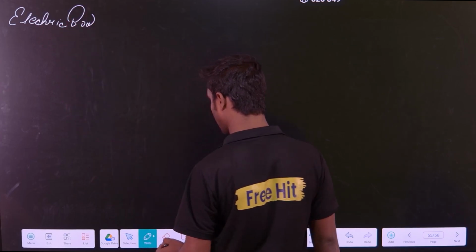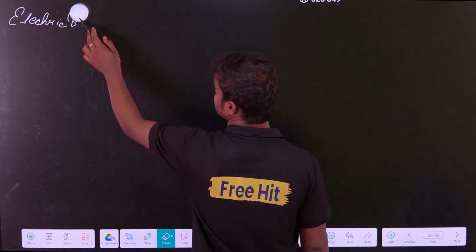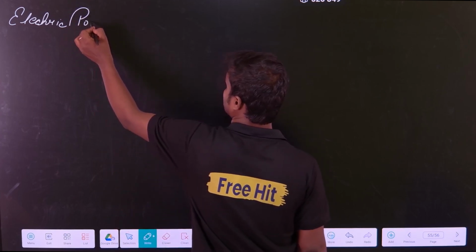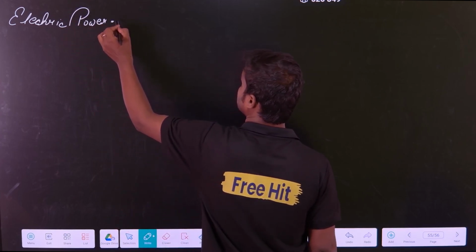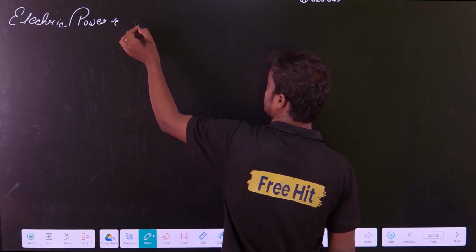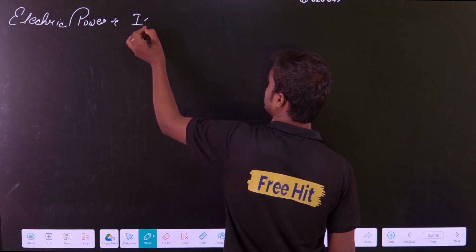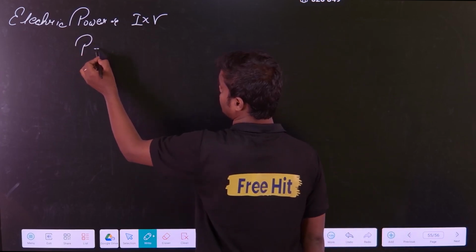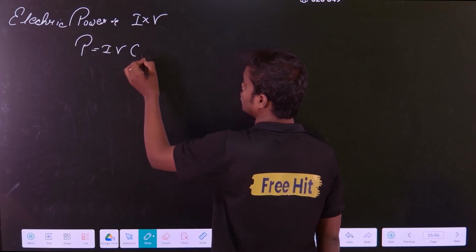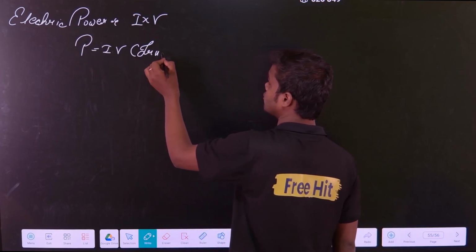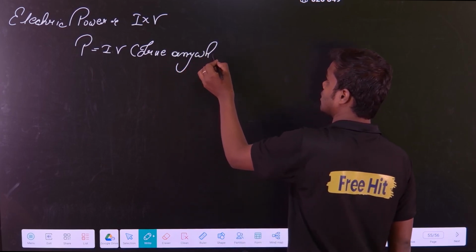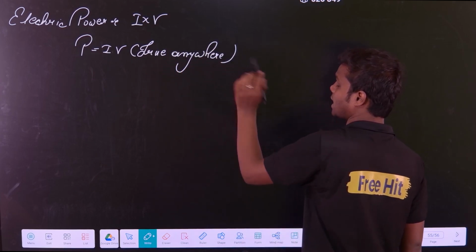For any circuit, this is true for any circuit, because a lot of people are confused. Electric power is basically defined as, remember, I into V. That is, power P is equal to I into V. True anywhere.